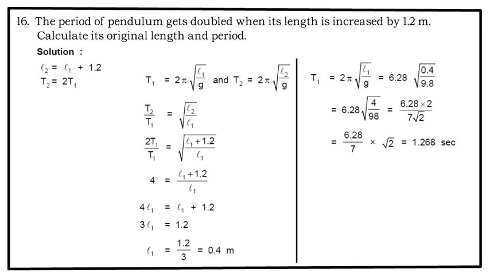So T1 gets cancelled. You solve that equation, you get L1 is equal to 0.4 meter. Now T1 is equal to 2 pi square root of L1 by g. If I substitute the value of L1, I get T1 is equal to 1.268 seconds.